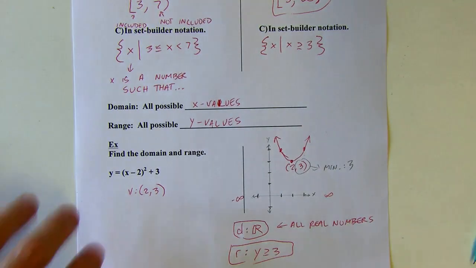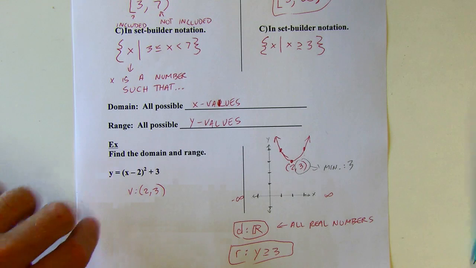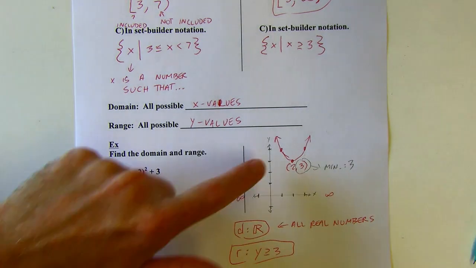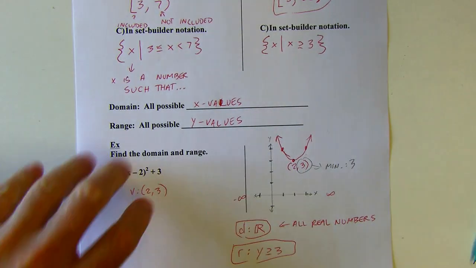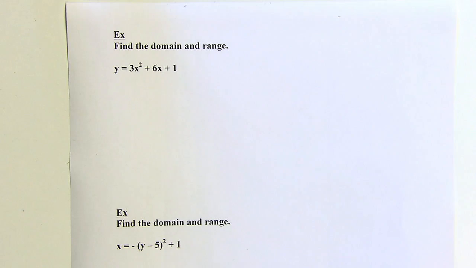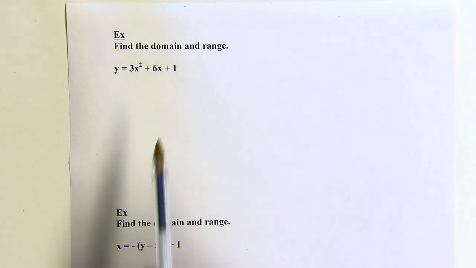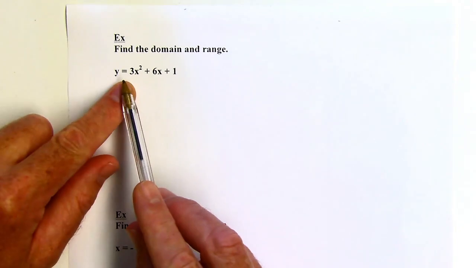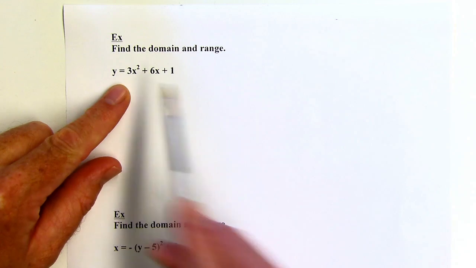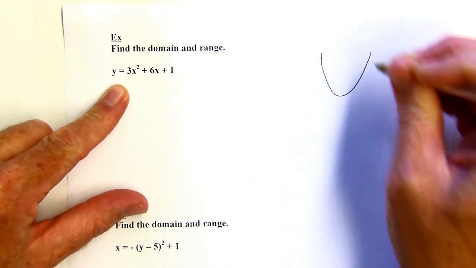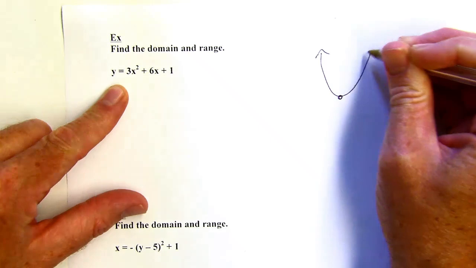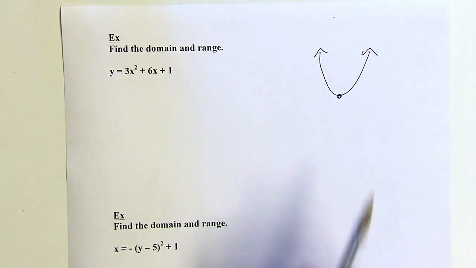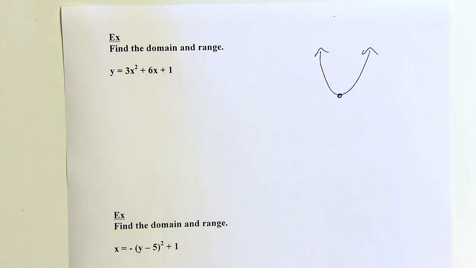Okay, on the next page, we've got 2 more examples where I'm looking for the domain and range. And the easiest way by far is to find the vertex, I think, when we've got a parabola. Okay, so I'm going to find the vertex of this parabola. I know this is going to open upwards because it's got a positive a value. So this is a very simple sketch here, but I've got an upward opening parabola, and if I can find the coordinates of the vertex, that's going to lead me to the domain and range.